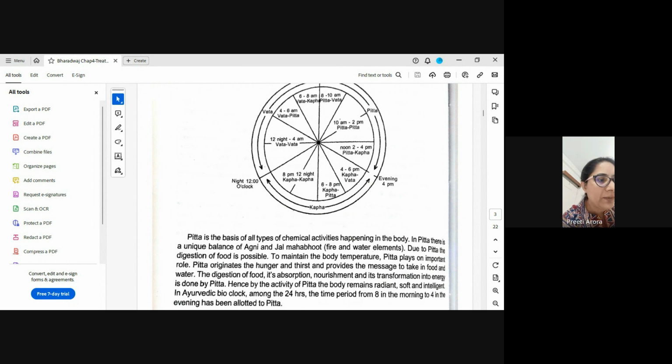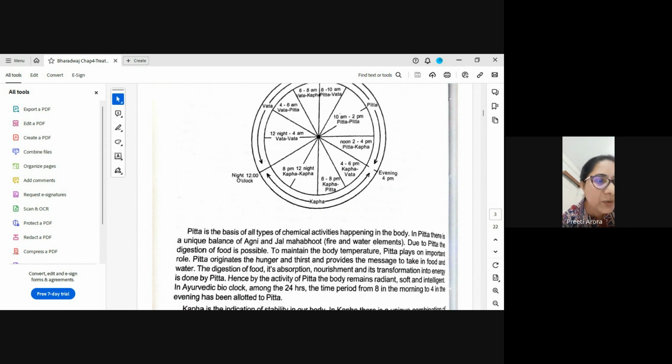Then you have the time from 4 p.m. to 6 p.m., which is the Kapha time. This is Kapha-Vata time. Now, Kapha is deposition, and Vata is also about movement or activity. Okay, I'm just repeating so that you can relate again and again. It comes very naturally to you in just a small duration only.